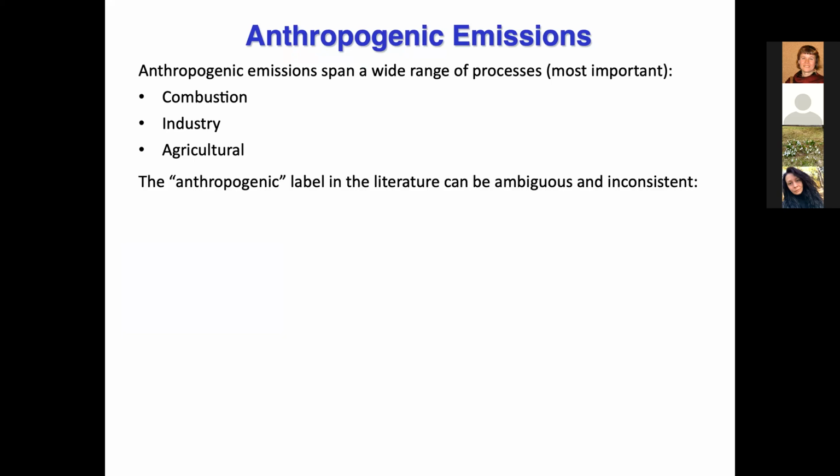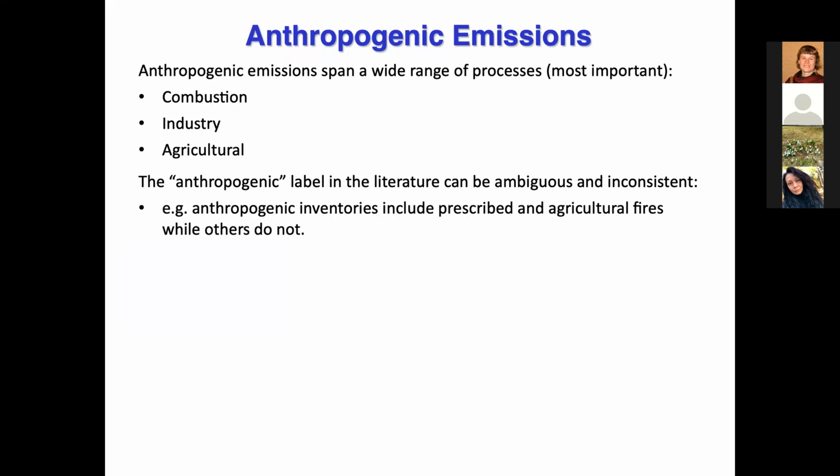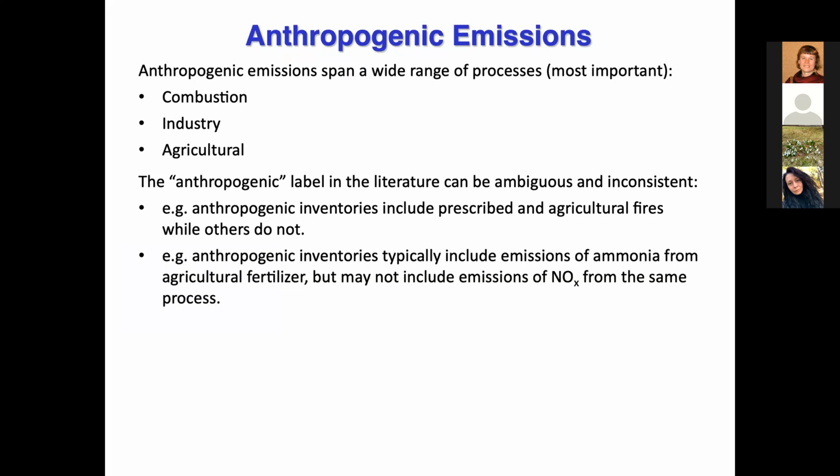And now it gets a little bit tricky. The anthropogenic label in the literature can be ambiguous and inconsistent. This is why you cannot just use the data from the emission inventory, you have to read it. You have to understand what is included there. For example, some anthropogenic emission inventories include prescribed agricultural fires, while others do not. Anthropogenic emission inventories typically include emissions of ammonia from agricultural fertilizer, but may not include emissions of NOx from the same process.